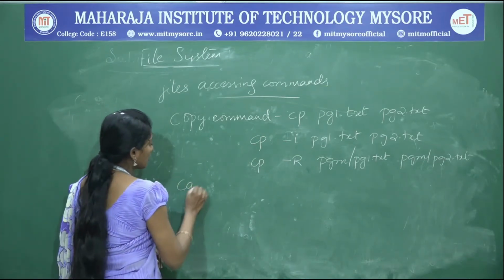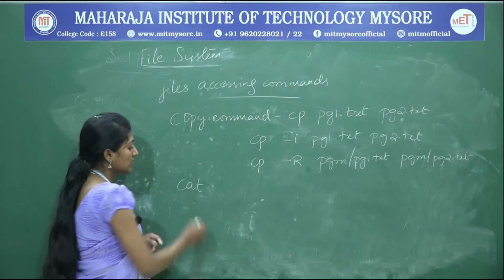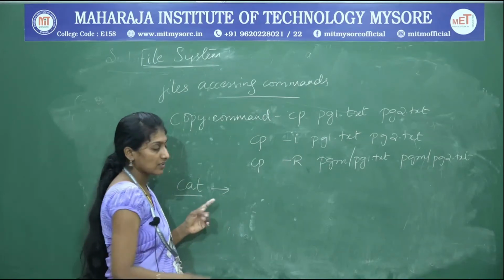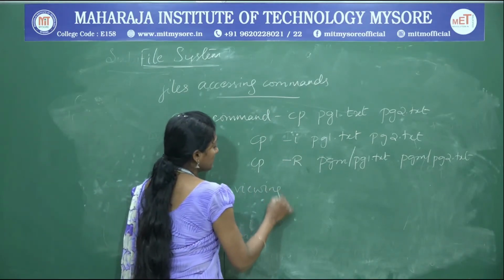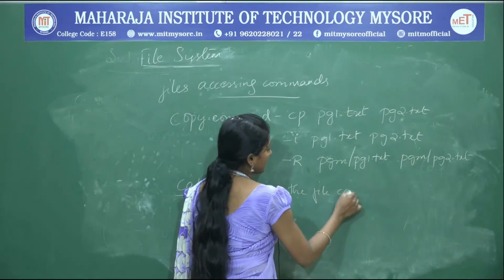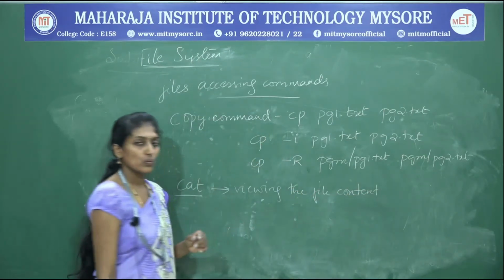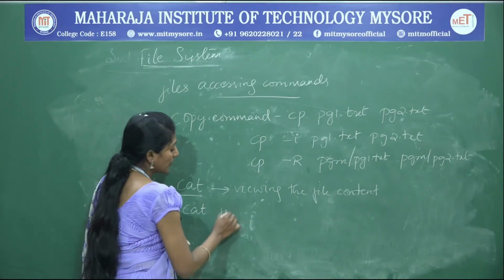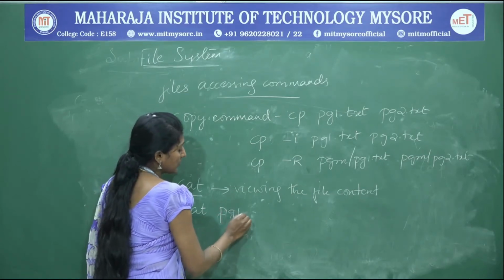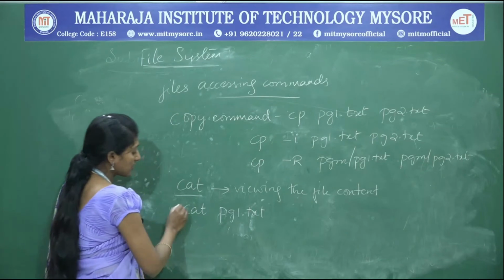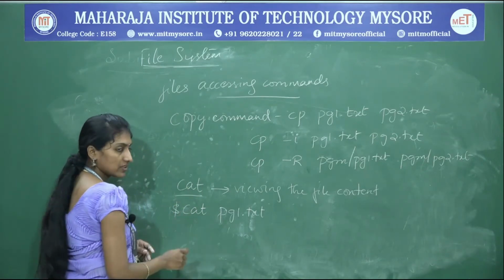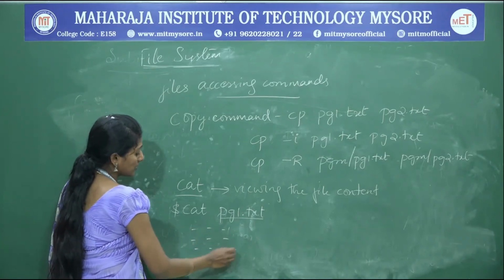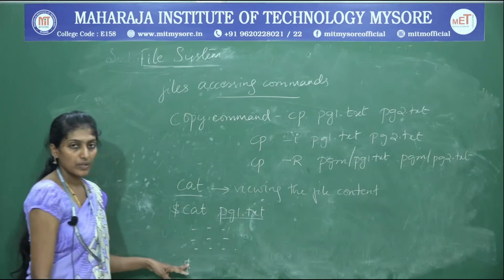Next we have one more command, the cat command. So what does the cat command represent? In Unix it is used for viewing file content. If the user wants to know what content has been stored within a file, he can just use cat followed by pg1.text. After execution of this command, it will display all the content within pg1.text, and the command prompt will be shown again.